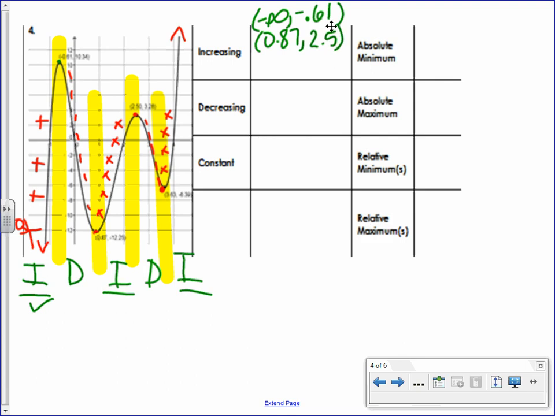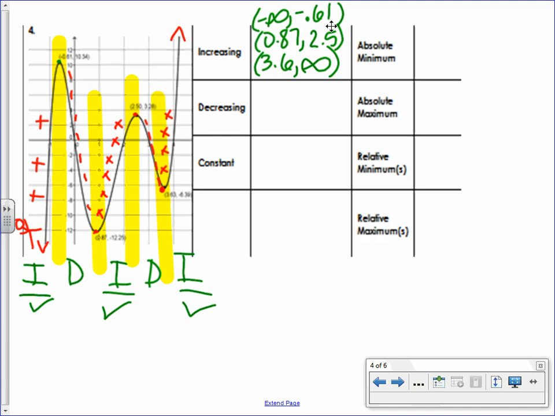And then that last interval that we've got to do, we come right here. This interval starts at about 3.6. And then it's increasing into infinity. So now we have all three of our increasing intervals.